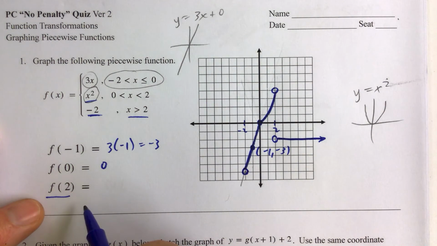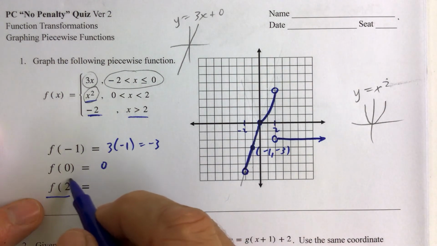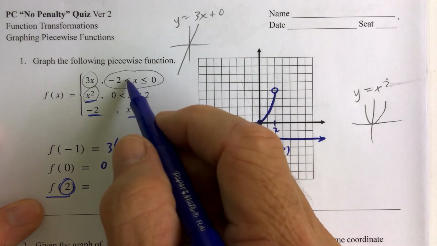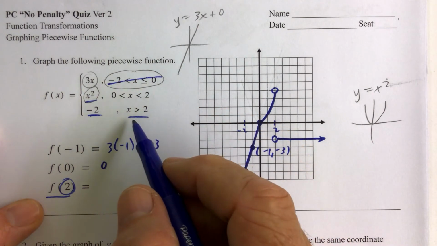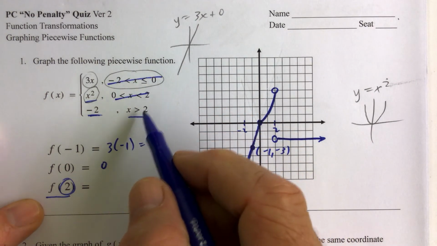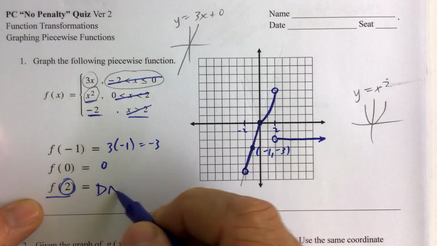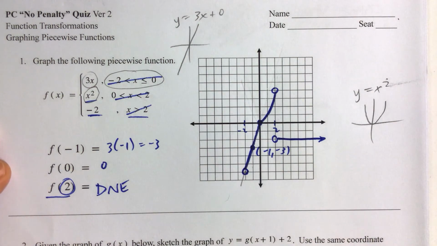What is f of 2? Well, you have to decide where you're going to put it. 2 is not between negative 2 and 0. 2 is not between 0 and 2. And 2 is not greater than 2. So we don't have anywhere to put it, so f of 2 does not exist. So that's the first part of this quiz.